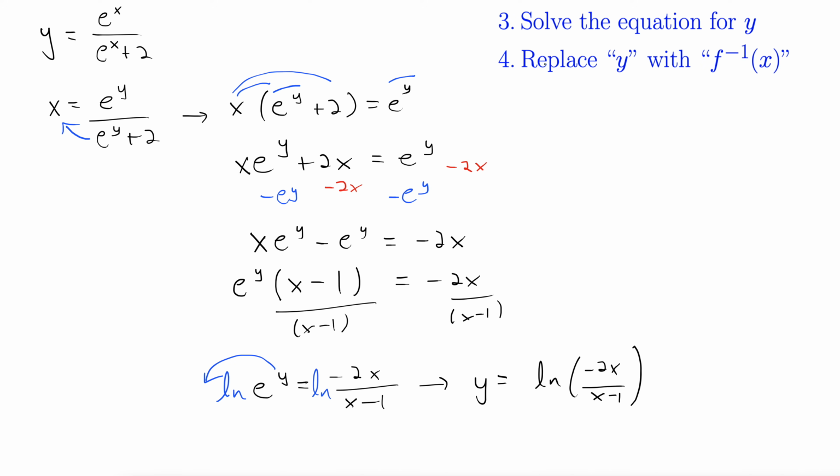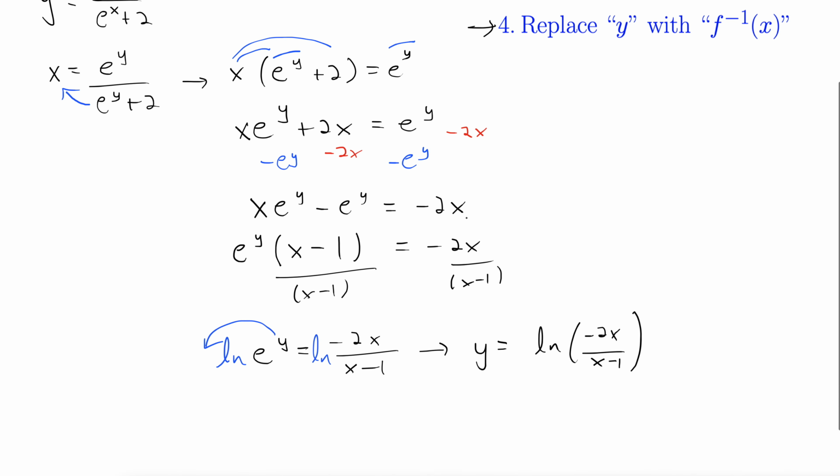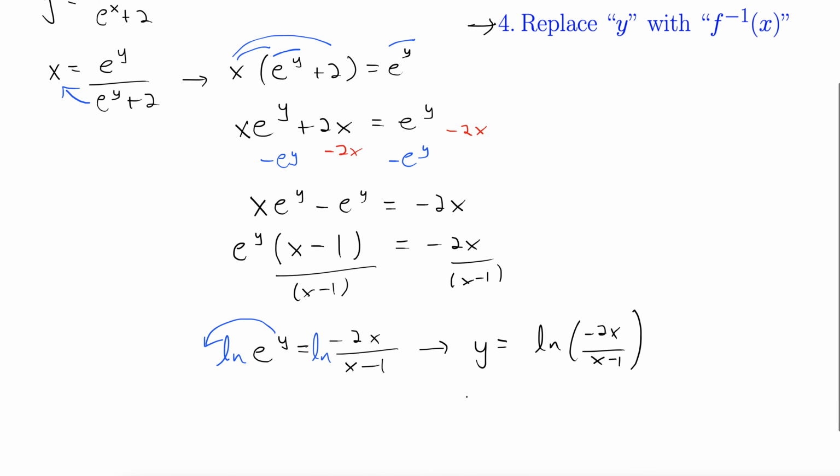And finally here's our last step, number 4, back to our steps. We replace the variable y with f inverse of x. That is our inverse: natural log of negative 2x over x minus 1. This right here is a perfectly fine answer.